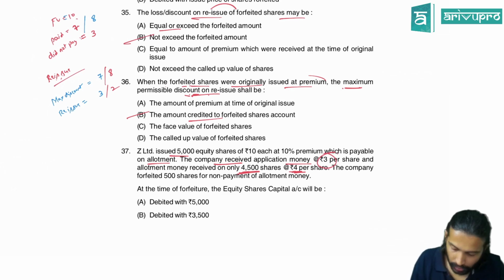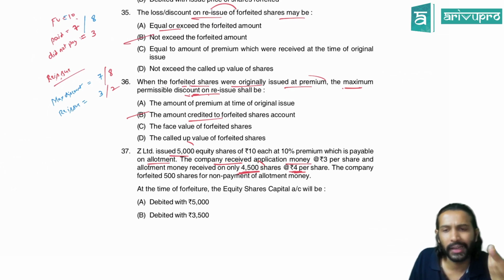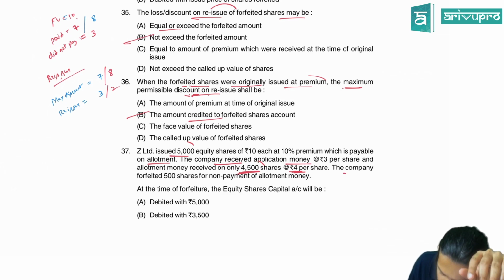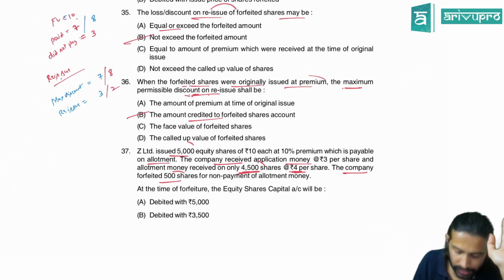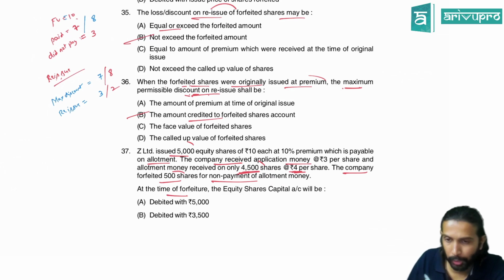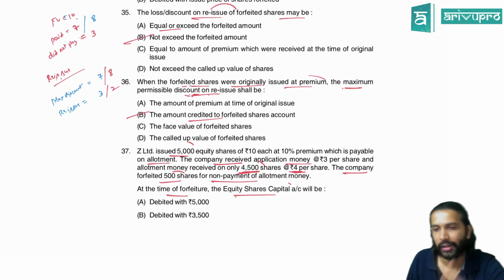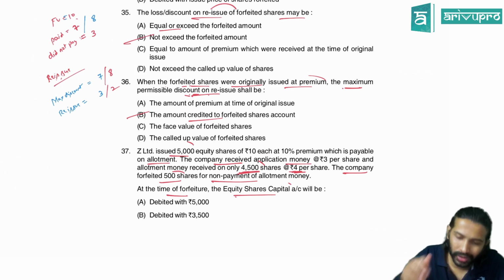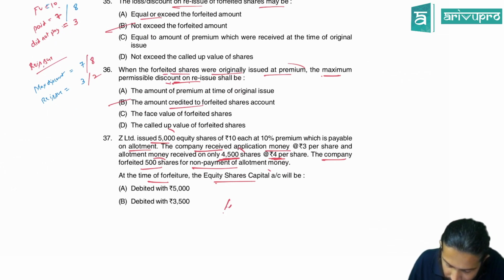Okay. The company forfeited because in 5,000 shares, allotment money was only received on 4,500 shares, meaning on 500 shares, the company did not receive allotment money. Hence, the company decided to forfeit those 500 shares for non-payment of allotment money. Yes, they waited, they did not pay, so they forfeited. They are asking at the time of forfeiture, share capital will be debited at what value? We know this. At the time of share forfeiture, share capital account is always debited at called up value.